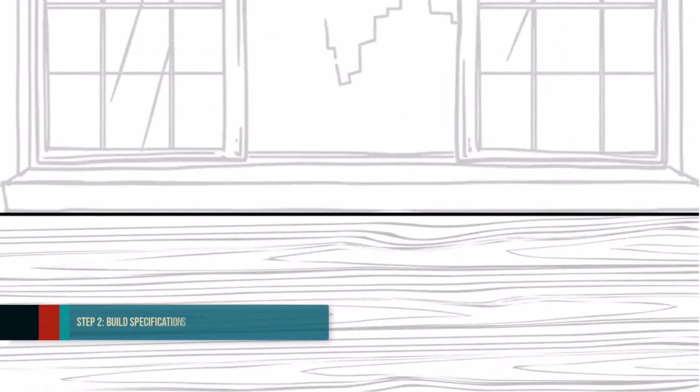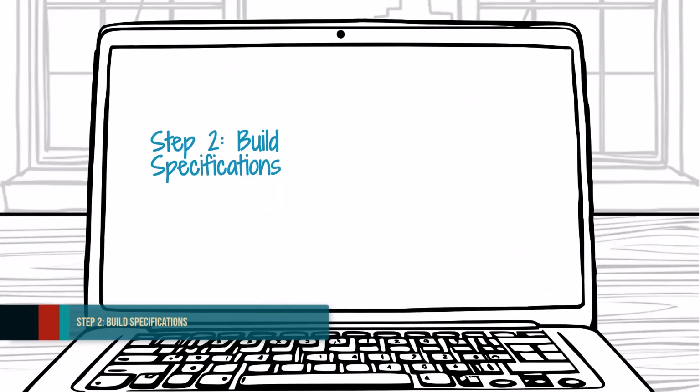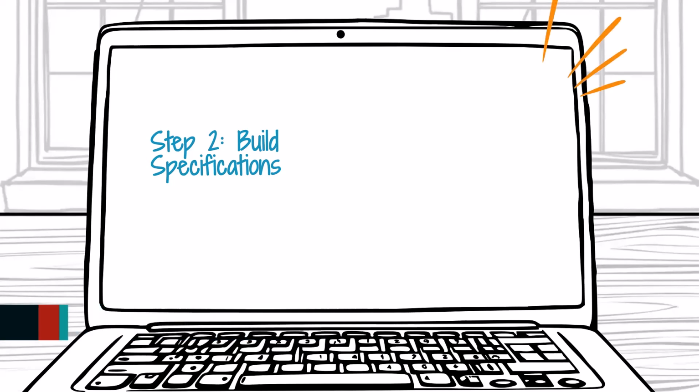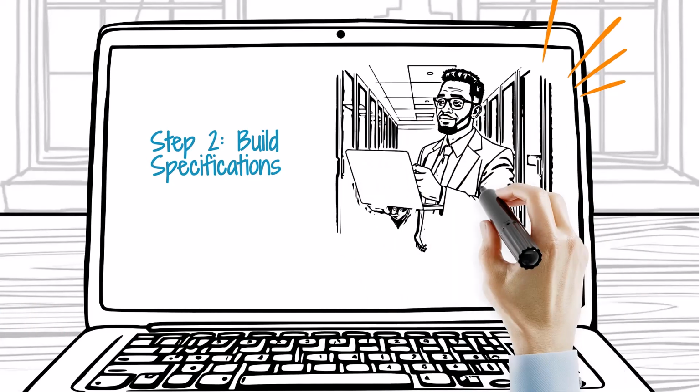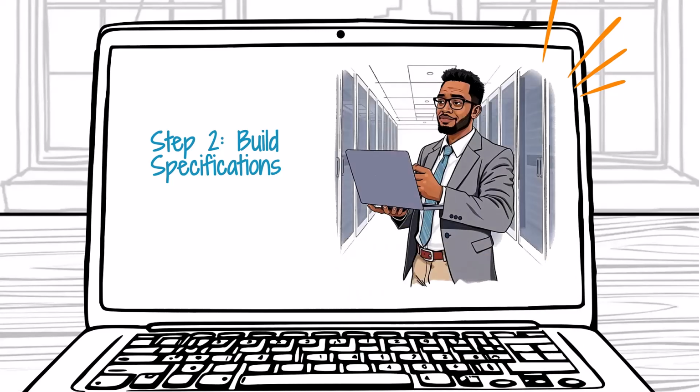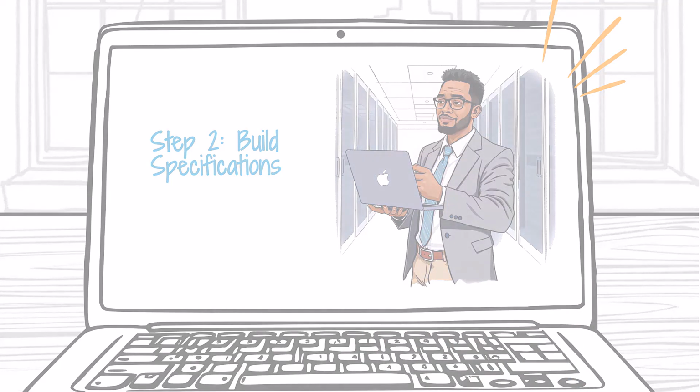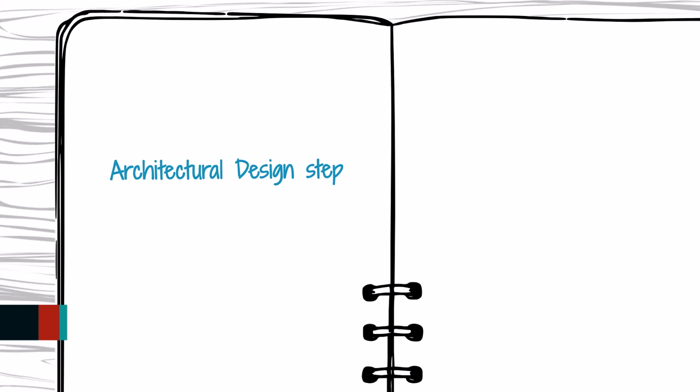Step 2. Build specifications. We craft clear specifications. This document outlines features, user interfaces, and performance expectations. It's like a blueprint for a house, precise and collaborative. Business analysts often refine this, translating business jargon into technical terms we can act on.